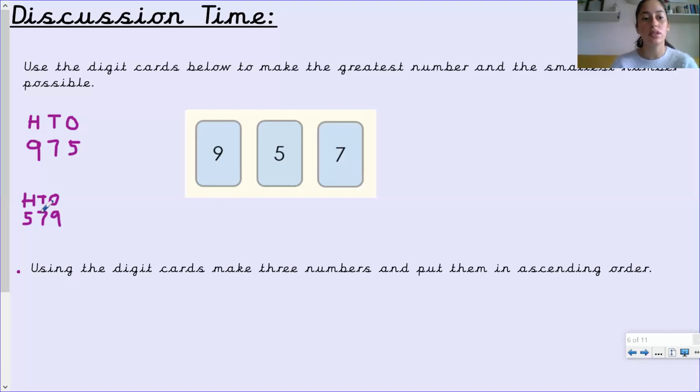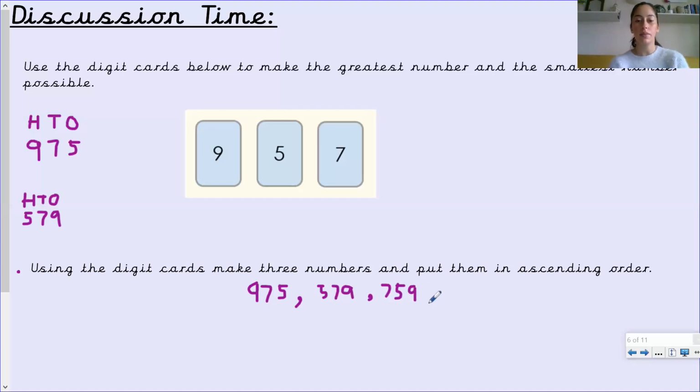So I'm going to use these 2 numbers that I've already got. I'm going to list them here before ordering them. So I've got 975, 579, and which other number could I make? I could put 7 in my hundreds column, 759. You may have come up with different numbers, which is absolutely fine.